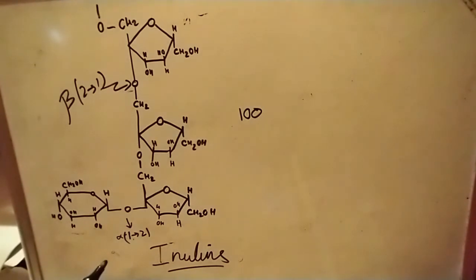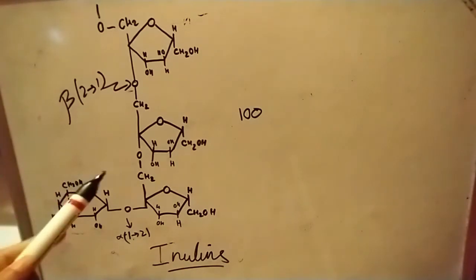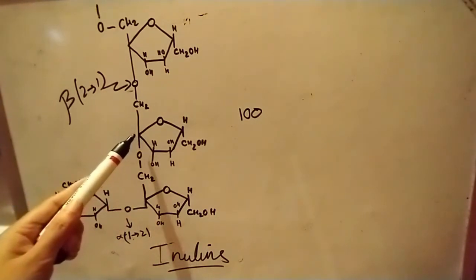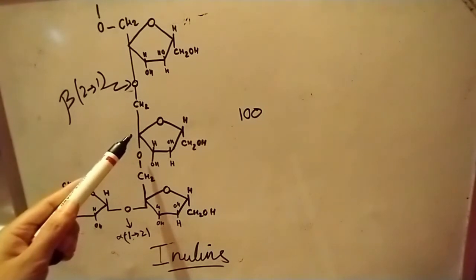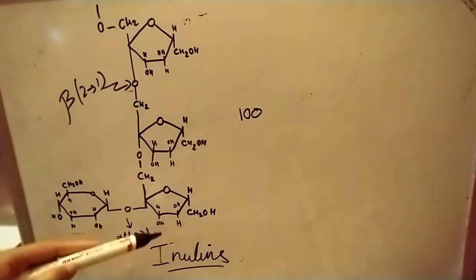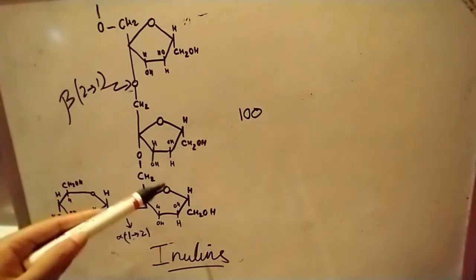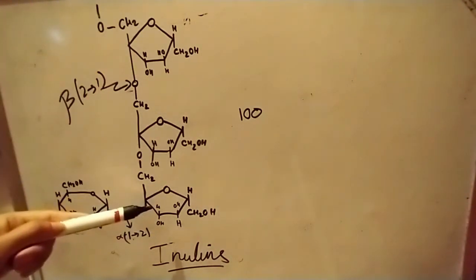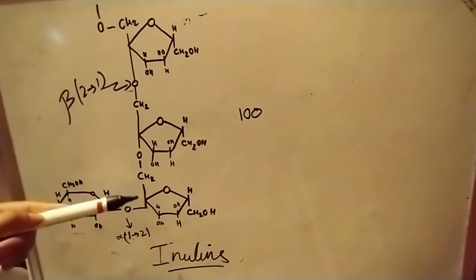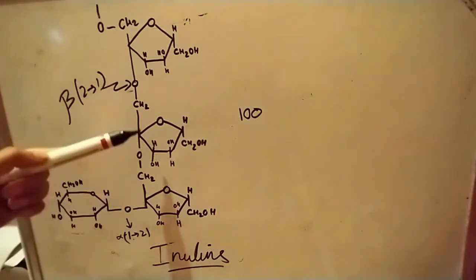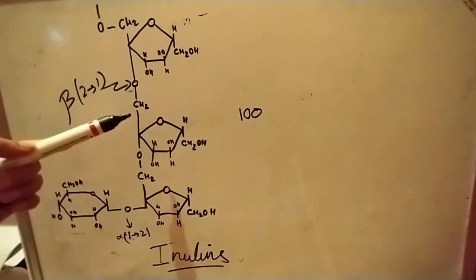The anomeric carbon number 2 of the beta fructose is linked to the carbon number 1 of the next fructose by a glycosidic bond. So this makes an unbranched chain of fructose monomers. They are linked in this way: in one fructose unit, the carbon number 2 is linked to the carbon number 1 of the next fructose residue.